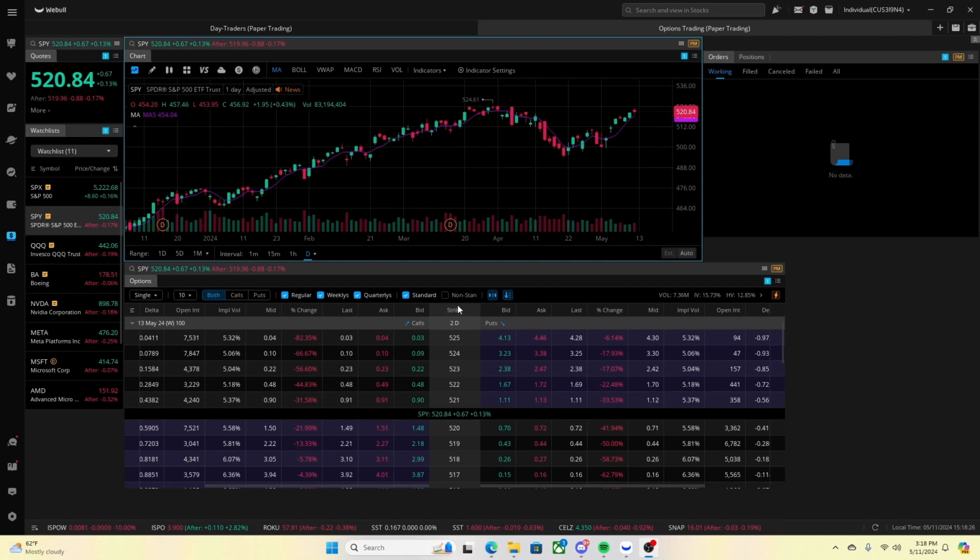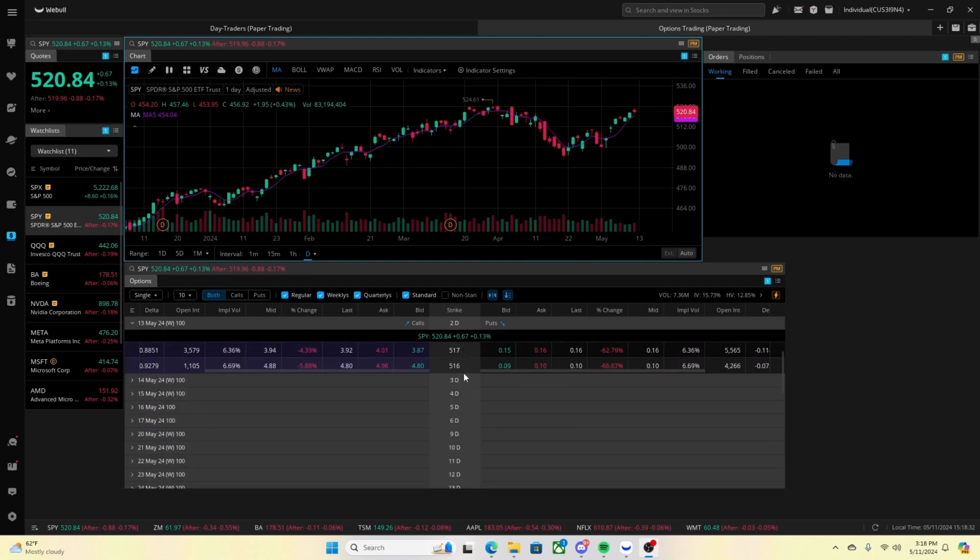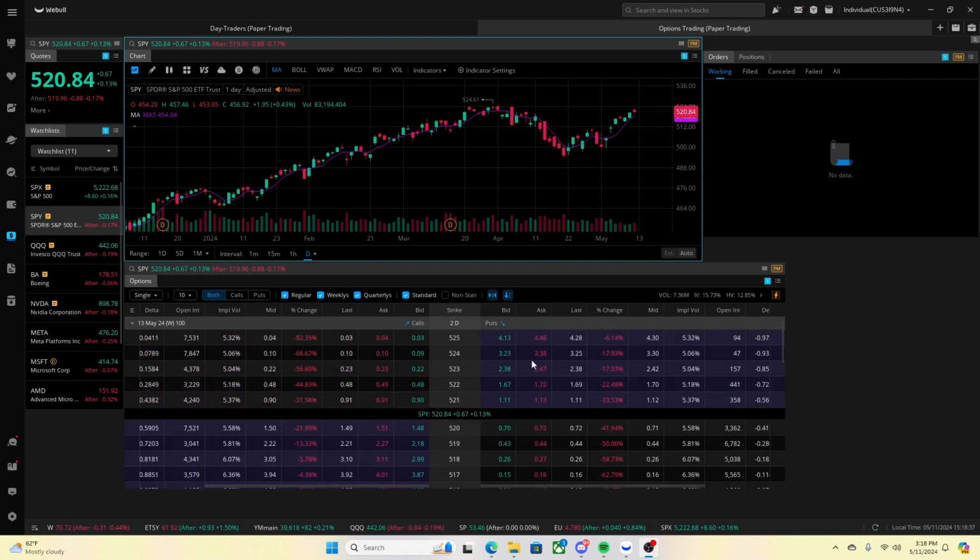So looking at this, here are the strike prices in the center. It says 2 days because these expire on Monday, but as you can see, 3 days, 4 days, 5 days, 6 days. Every single day they have contracts that expire at the end of the day. So these are the strike prices. See, the current price is 520.84. So it's right here in the middle, and then there's 521, 522, 523, and then below it 520, 519, 518.